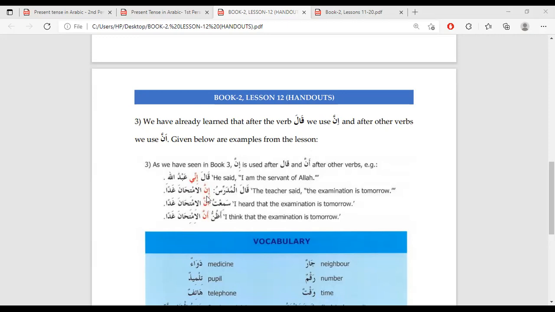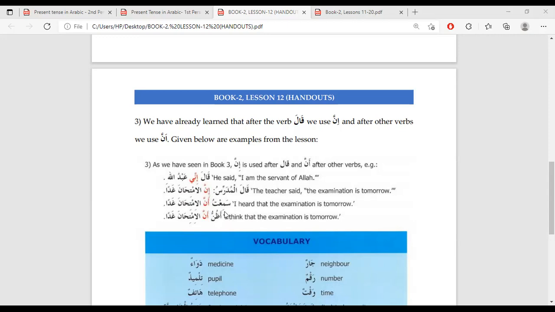It's not only specific to qala. It can be any form of the verb qala. It can be qalu, it can be qalat, it can be yaqulu, it can be yaquluna. So whatever has the root of qala, which is qawala, after that we will use inna. So it's not just the verb qala itself. It can be any form of qala, qalat, qalu, qulna, yaqulu, yaquluna, taqulu, taquluna. It can be aqulu, naqulu. It can be any form of the verb qala, and after that we will use inna. For the rest of the verbs, we will use anna.